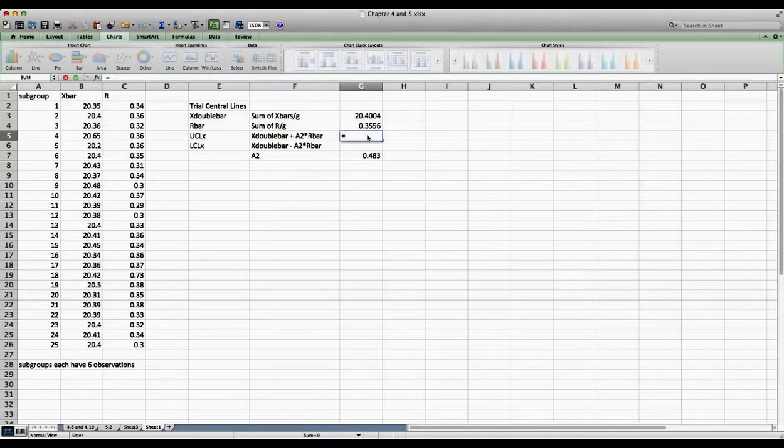So now I'm ready to calculate the upper control limit for the X-bar chart as the addition of this X double bar plus this constant times this R bar value that we just calculated. Check, just got the upper control limit. Now I'm going to use the same process for the lower control limit, except I'm going to subtract this term.